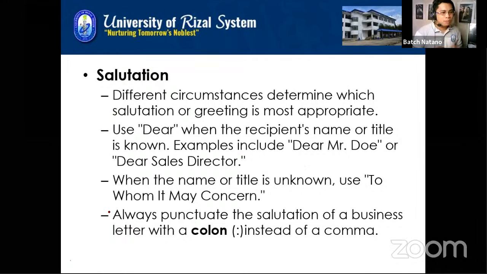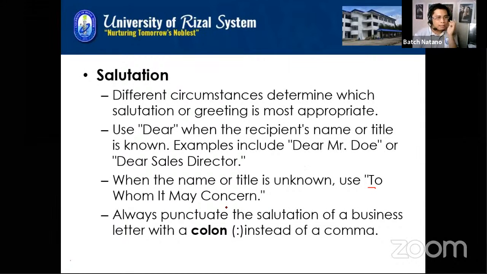Then, when the name or title is unknown, use "To Whom It May Concern." So that is the correct capitalization: "To Whom It May Concern." You notice the capitalization, capital T, W, I, M, and C. So that should be the capitalization.